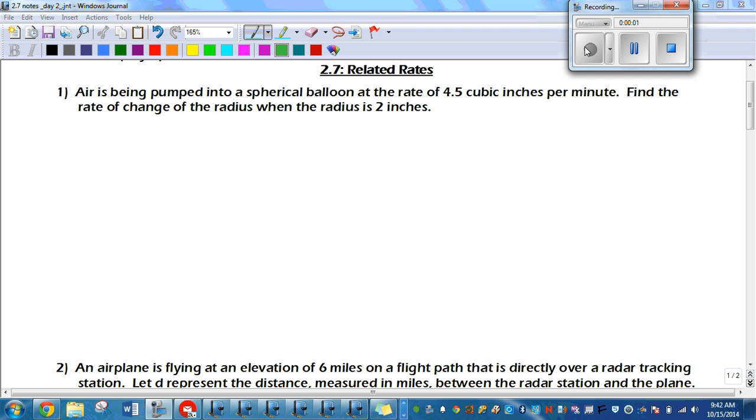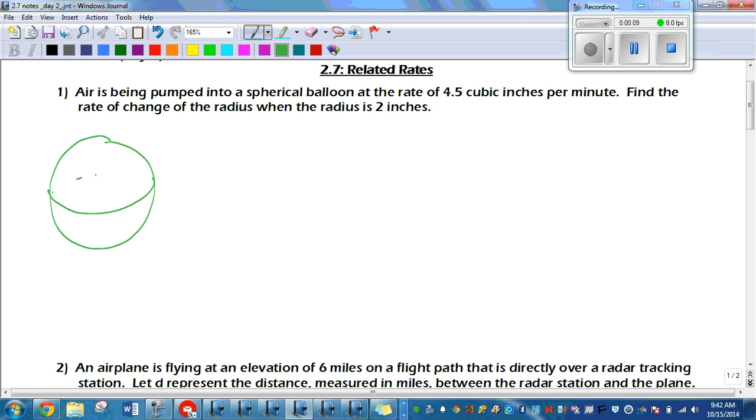All right, for number one, air is being pumped into a spherical balloon. So we've got our balloon here, at a rate of 4.5 cubic inches per minute. Okay, the rate is 4.5 cubic inches per minute.